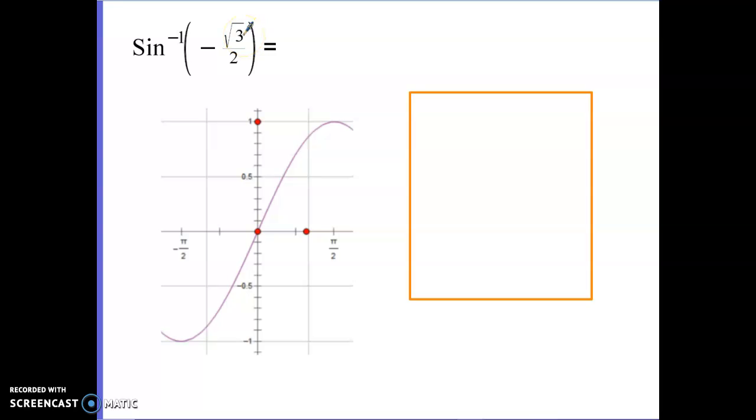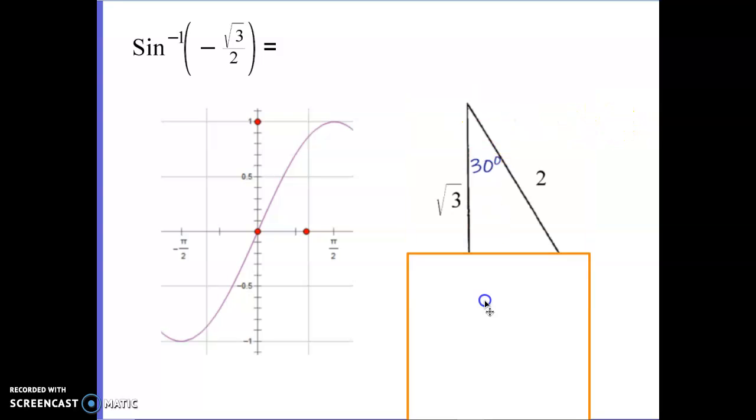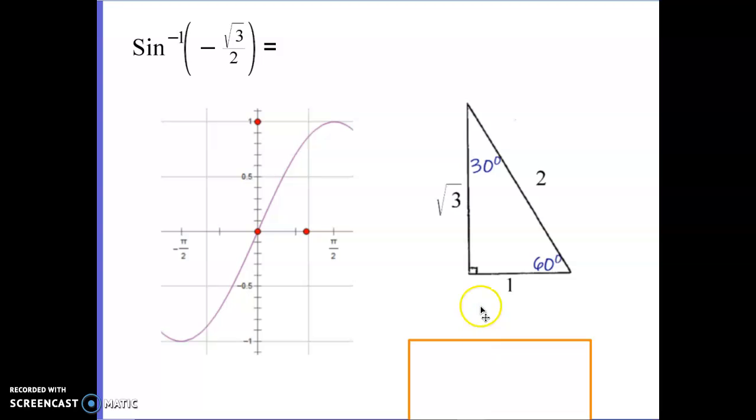So start off the same way. What angle has a cosine of square root of 3 over 2? Look at your triangles. See if you can figure out which angle has a cosine of square root of 3 over 2. Well, I'm looking at my 30, 60, 90 triangle. Here's the square root of 3 right here. This is opposite over hypotenuse. So square root of 3 is opposite 60 degrees. So my reference angle is going to be 60 degrees.